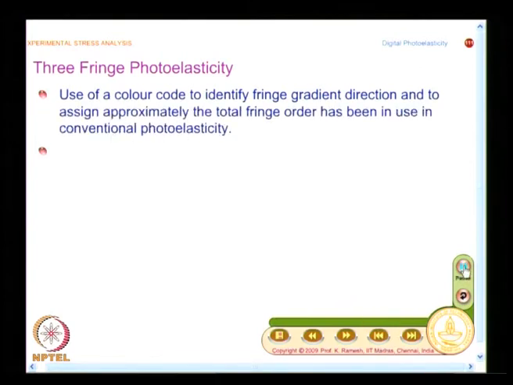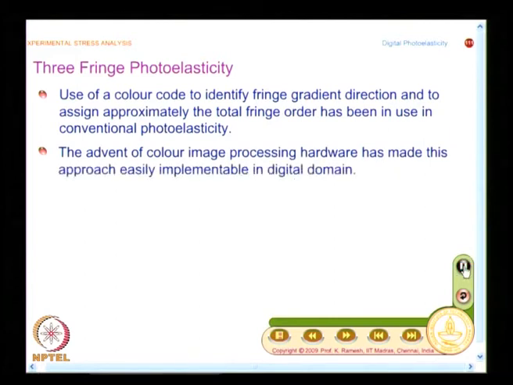We have seen that in conventional photoelasticity, the color code is used to identify the fringe gradient direction and also to assign the total fringe order approximately. This has been the focus in conventional photoelasticity. With the advent of color image processing hardware, this approach is easily implementable in the digital domain, where I can get the fringe orders accurately.